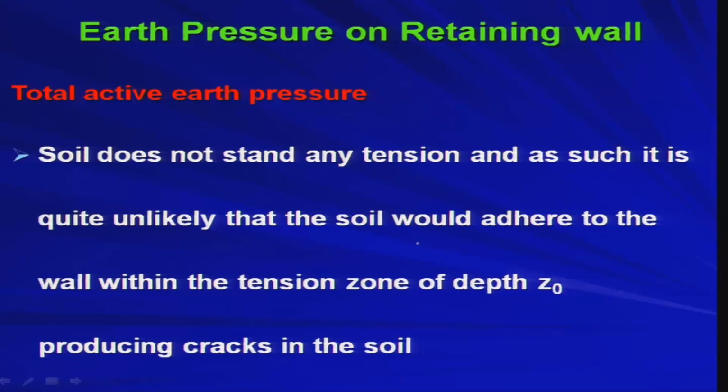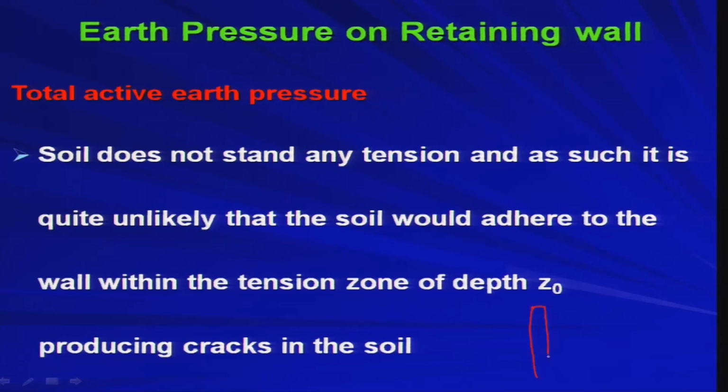Soil does not stand any tension, already we have talked about this thing. Soil can take care of compression, but it is very weak in tension. So, soil cannot take care of tension. Soil does not stand any tension, and as such it is quite unlikely that the soil would adhere to the wall within the tension zone of depth Z0, producing cracks in the soil. So, what does it mean? What is the meaning of this statement?